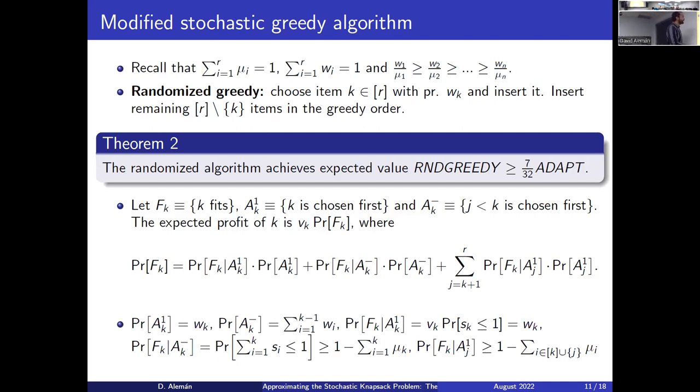So more precisely, by the definition of the randomized greedy, the probability of the event A1K is equal to WK, which is item K first with probability WK. The probability that the first item that we choose is an item whose index is lower than k is equal to the sum of the wi's from one to k minus one. The probability of fk given a1k, that is the probability that element k fits, given that k is chosen first, well, that's going to be, by how we define the algorithm, equal to BK.